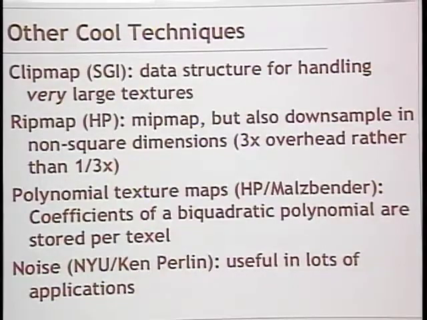Other stuff. SGI has a structure called the clip map. A MIP map pyramid sort of goes like this. A clip map is for doing something like the scene in, what's the movie? Fight Club. At the beginning of Fight Club, they start out in the universe and zoom into somebody's hand, like cells and stuff. So it's like 20 orders of magnitude difference. Anybody check me on this? It's a great movie.